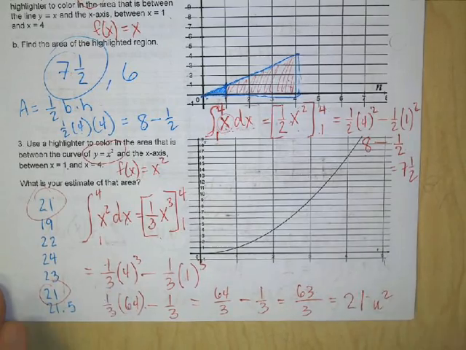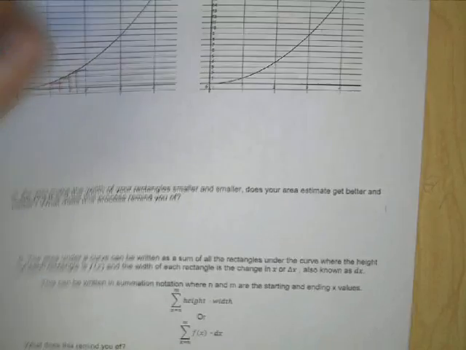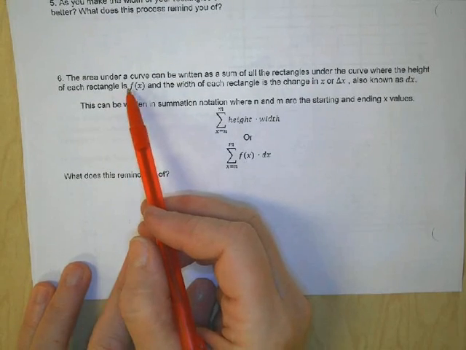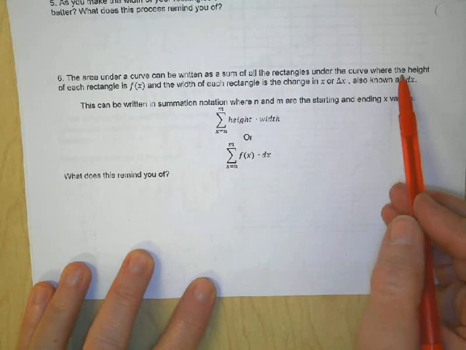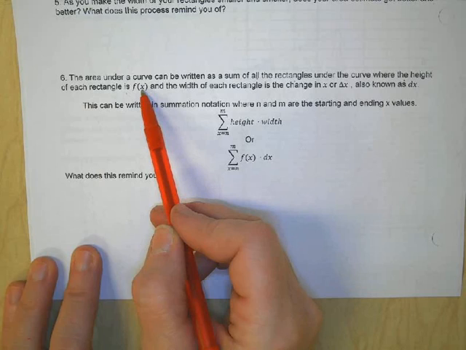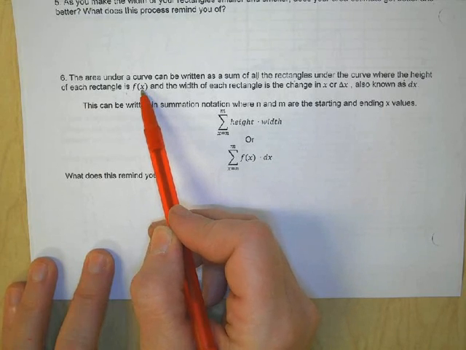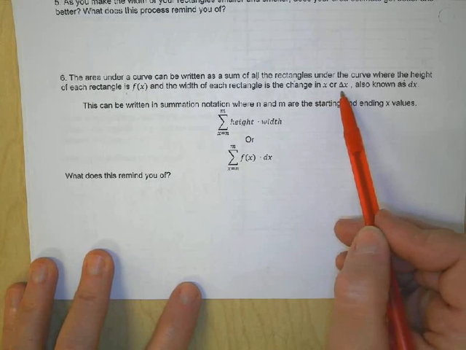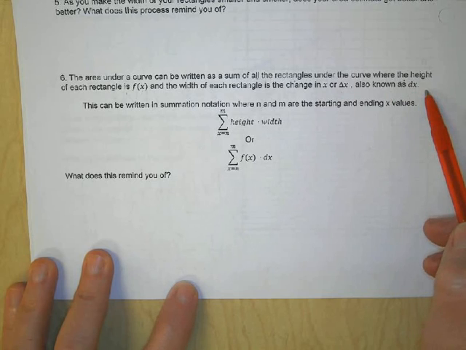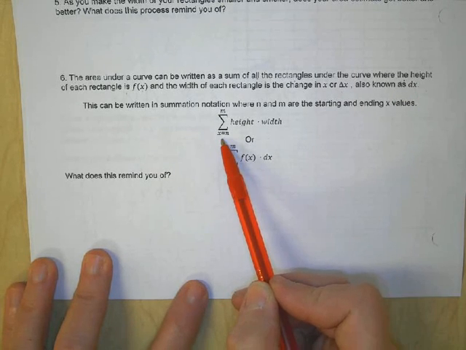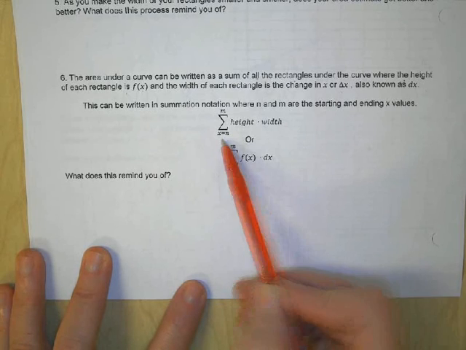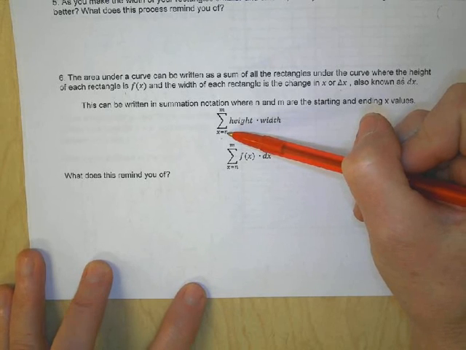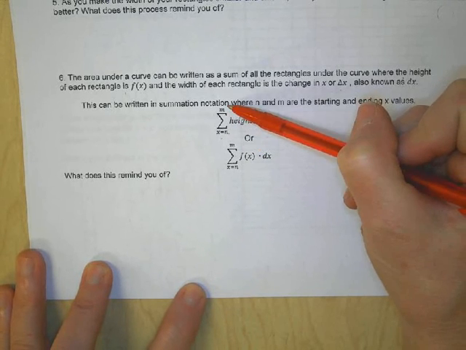All right, so on the last page, notice I kind of wrote this out. The area under a curve can be written as a sum of all the rectangles under the curve, where the height of each rectangle is f of x. That's how we got the height of each of our rectangles, by using the equation of the curve. And the width of each rectangle is the change in x, or delta x, which we write as dx. So this can be written in summation notation. We're adding together all the rectangles that have a height times a width, starting from wherever we are on the x-axis to wherever we want to stop on the x-axis.